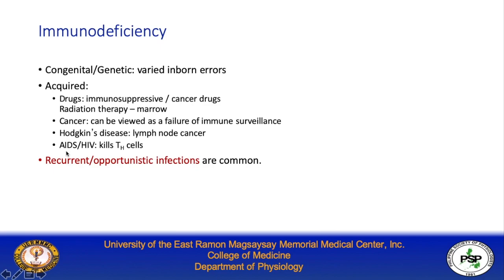For immunodeficiency, please take note, since the body is not having a normal immune response, they are at risk of having recurrent or opportunistic infections. So, usually those that are not normally present, example would be fungal infection, it can be present in immunodeficiency states.